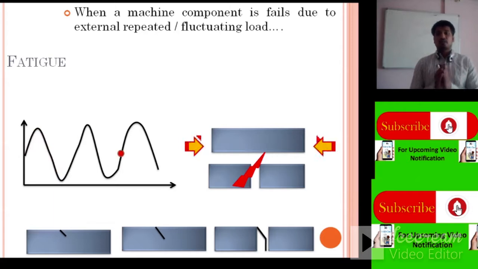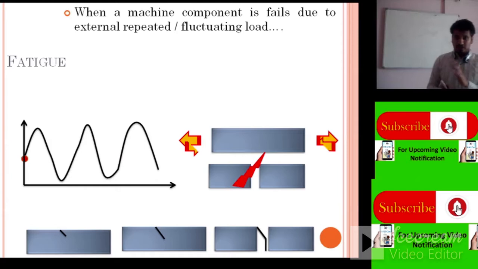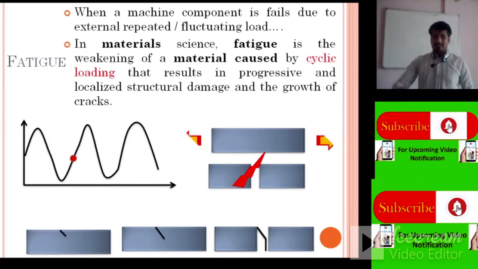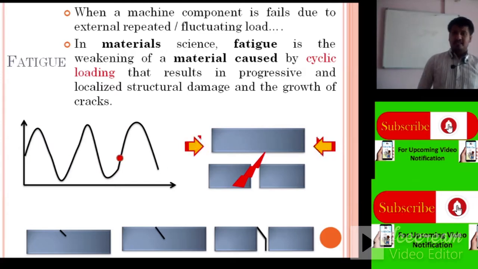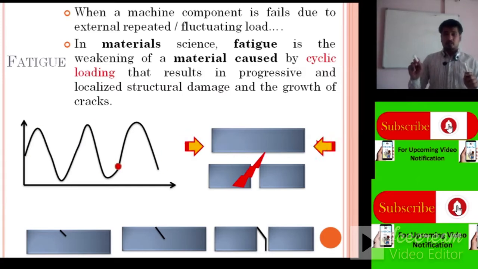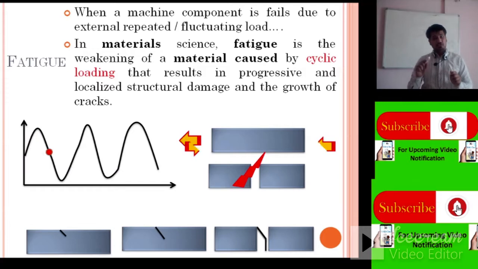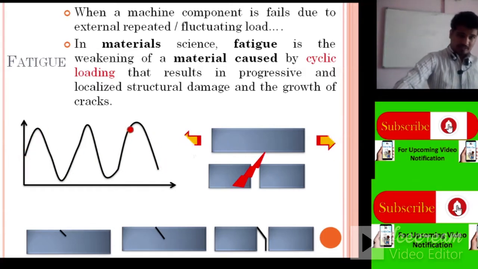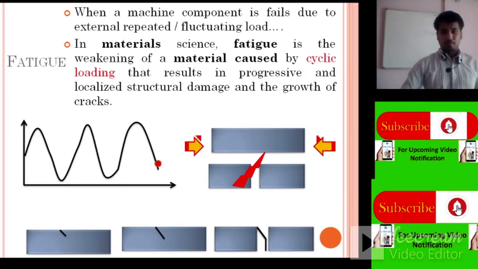When a machine component fails due to external repeated or fluctuating load. This is the important one, repeated or fluctuating load. Another way we can write it: in material science, fatigue is the weakening of a material caused by cyclic load. Cyclic load is similar to the fluctuating load. Cyclic loading results in propagating structural damage and the growth of cracks. By this example, I hope you all understand the fatigue property.